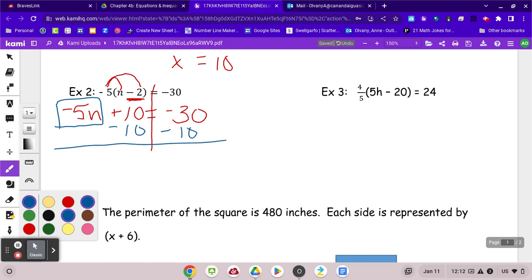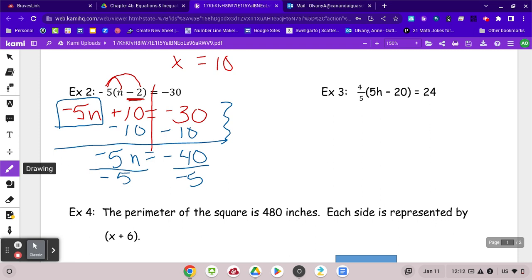This is what you've already taken a test on. Negative 5n equals negative 40. Again, you can use your calculator to calculate that. And the opposite of multiplying is dividing. Negative divided by a negative is a positive 8.